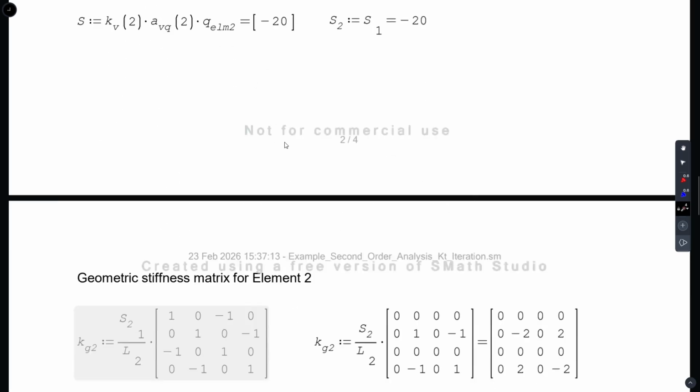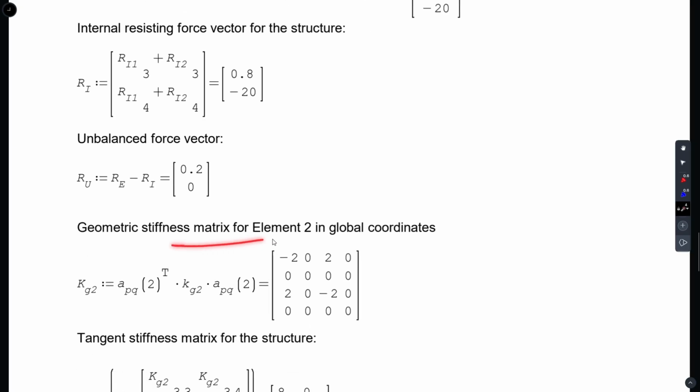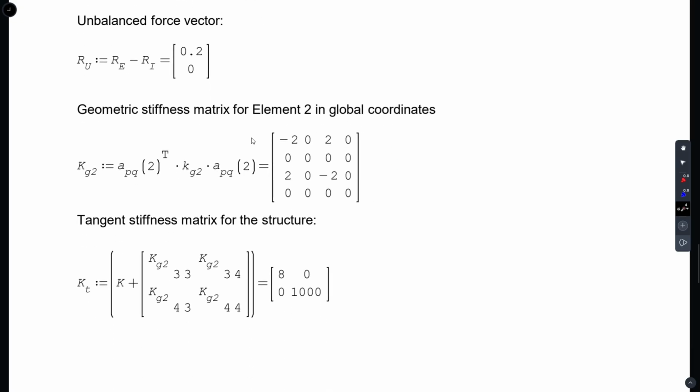Now, up to this is all fine. This is the Ru, the unbalance, basically same as in the previous example. Now what I will do, I will form the geometric stiffness matrix for the element 2 in global coordinates. So A_PQ, K_G, A_PQ. So this is the geometric stiffness matrix for element 2. So what is my total stiffness matrix? This is the elastic stiffness matrix plus the contribution of this element geometric stiffness matrix, considering the degrees of freedom appropriately. So I am saying this will be 3,3, 3,4, 4,3 and 4,4. If you do that, then this is your tangent stiffness matrix considering the geometric stiffness of the element 2.